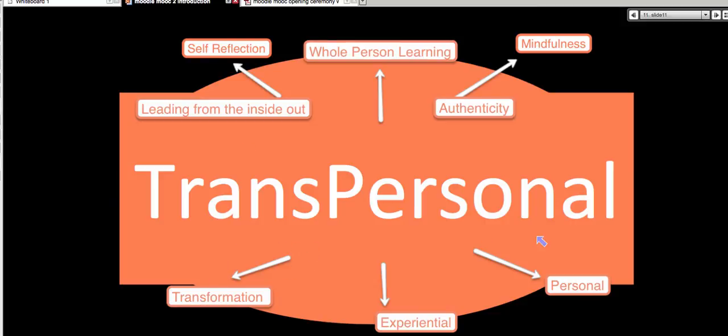Transpersonal involves, as I said, transformation, some kind of change. And if you think about learning, that's what learning is about. As teachers, we want our students to go from one area to another. And it's experiential. Okay, it means involving experiences, doing and experiencing. And of course, it's very, very personal.